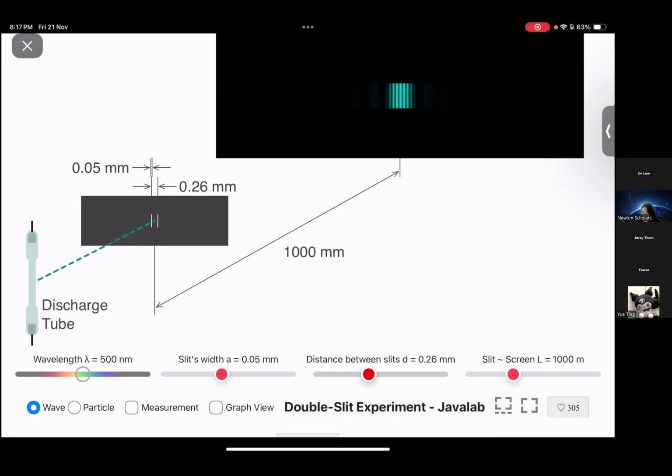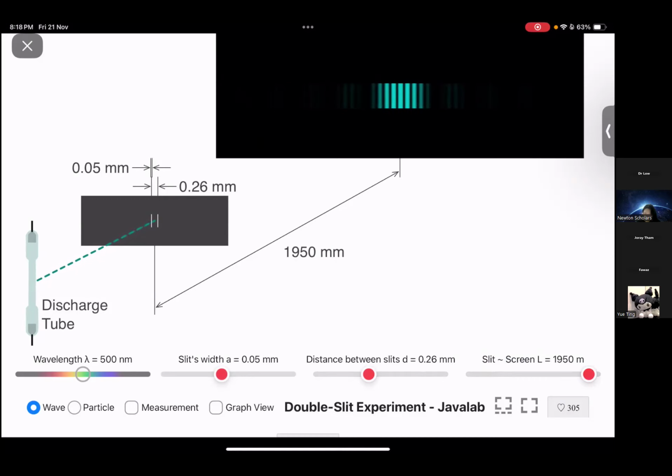Then the screen distance L, slit to screen, in our formula is actually D. So have a look, starting at here. Then I increase my distance from the screen. I found out that my X actually is increasing, right?